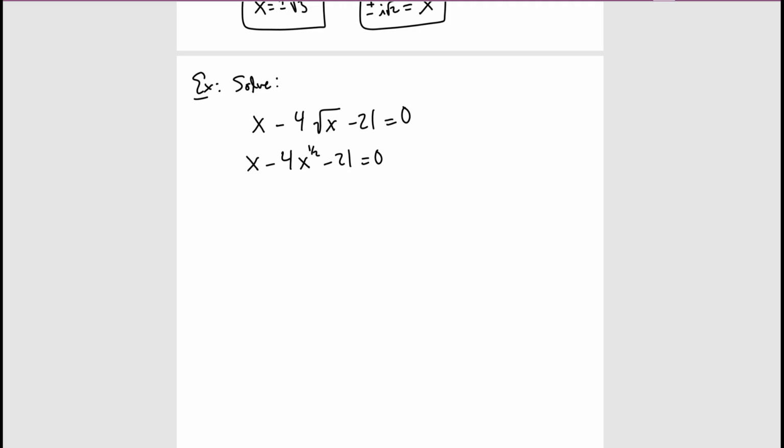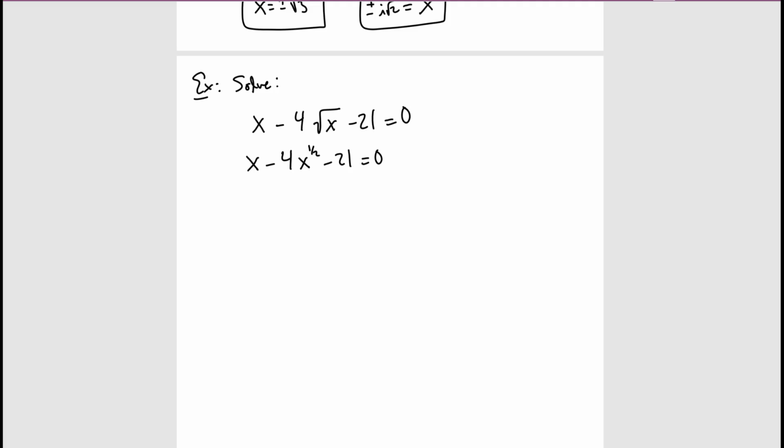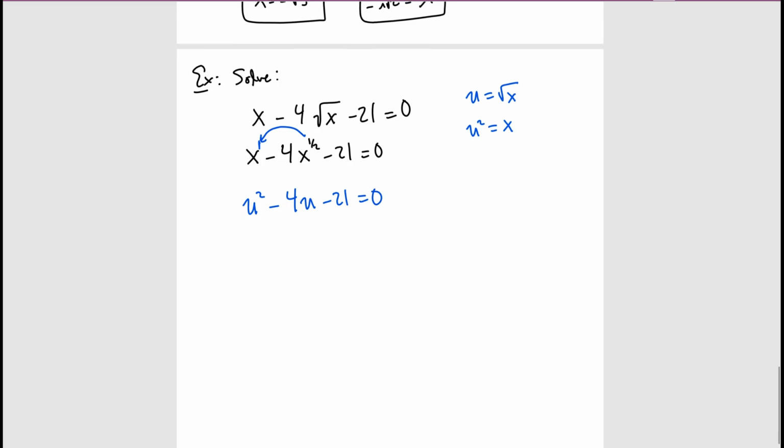Okay, so that will let me know if it's twice the first exponent. So 1/2 times 2 will actually give me 1. So this you can reduce as a quadratic. So I'm going to let u equal the square root of x. So u squared, and notice when I square that, the square root is going to go away and I just get an x. So what I'm going to have is u squared minus 4 times u minus 21 equals 0.